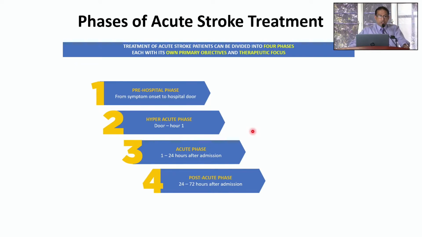That's a very important phase where you can really save time to treat the patient on time. Then you get the acute phase, the first 24 hours after admission, and then the post-acute phase, 24 to 72 hours after admission. So these are the time periods. Of course, the care doesn't end there, but these are the patients, the most important time after the stroke.